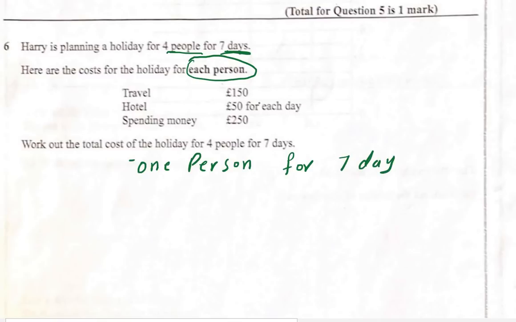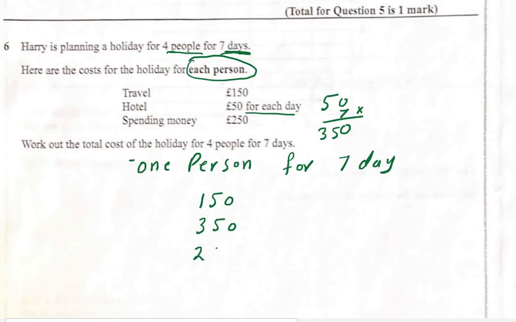Okay, let's see. Travel is 150, it doesn't say anything, so this means this is for 7 days. Hotel, you can see here pound 50 for each day, and they are staying for 7 days. So we do 50 times 7, so 7 times 0 is 0, 7 times 5 is 35. So it means 350 pound for one person staying in a hotel for 7 days.